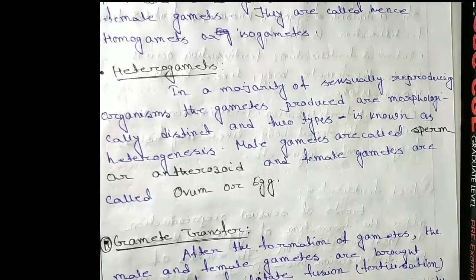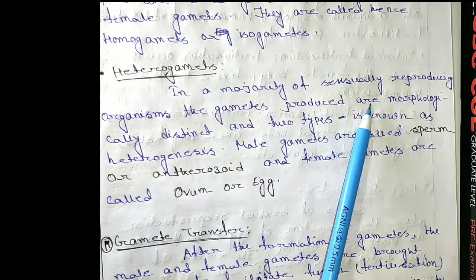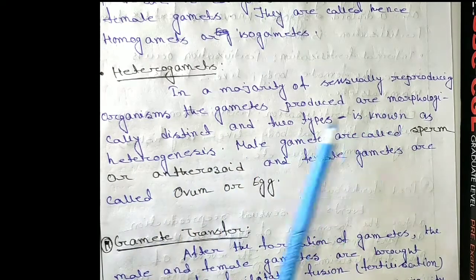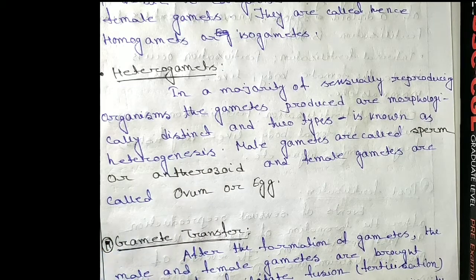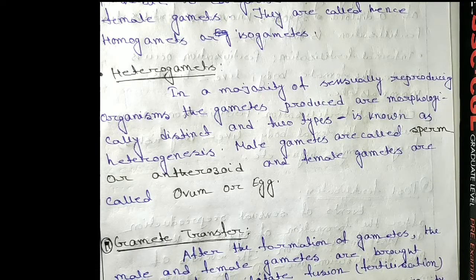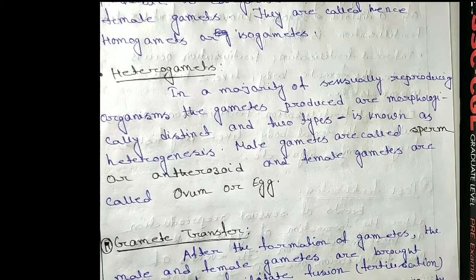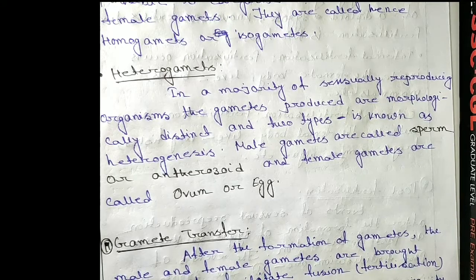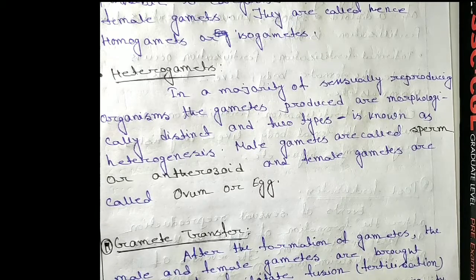What are heterogametes? In a majority of sexually reproducing organisms, the gametes produced are morphologically distinct, and these two types are known as heterogametes. That means in the majority of sexually reproducing organisms, the gametes are of two types, male gametes and female gametes. Hetero means different and homo means similar. Male gametes are called sperm or antherozoid and female gametes are called ovum or eggs. Sperm or antherozoids are always motile and ova are stationary. Stationary means they cannot move.